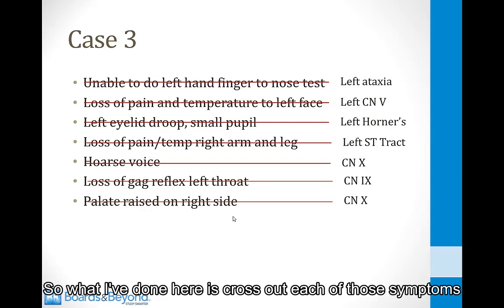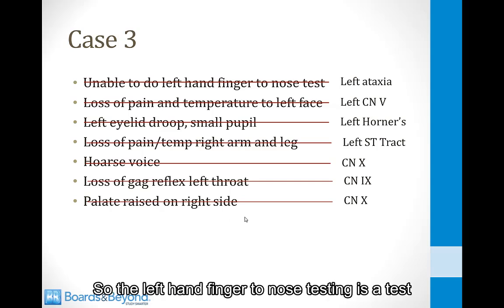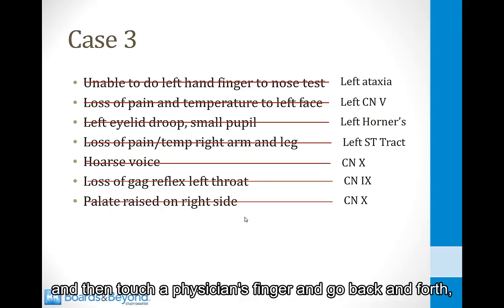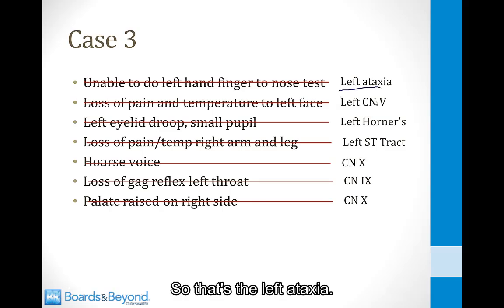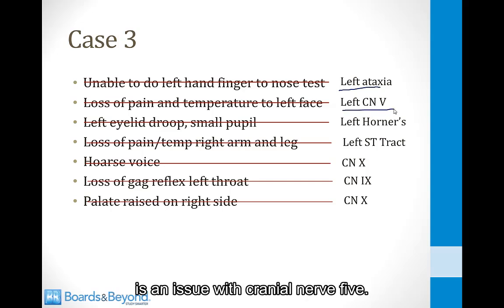So what I've done here is cross out each of those symptoms and write over it what it means. So the left hand finger to nose testing is a test of your cerebellar system. If you can't touch your nose and then touch a physician's finger and go back and forth, that means you have ataxia on that side of the body. So that's left ataxia. Loss of pain and temperature to the left face is an issue with cranial nerve 5.